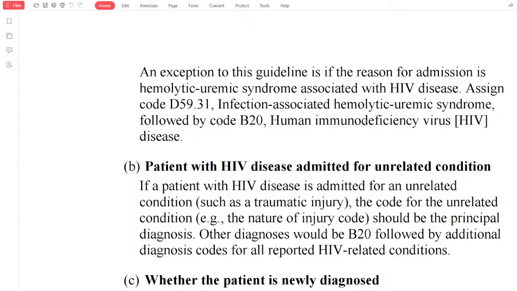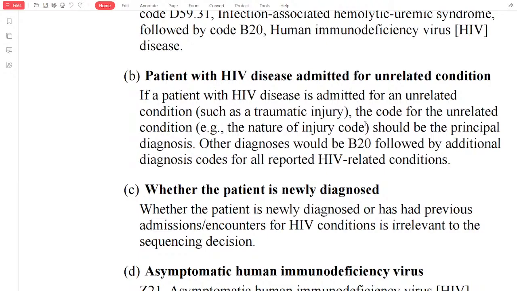Second one: a patient with HIV disease admitted for an unrelated condition. How to code? Unrelated conditions such as traumatic injury, leg fracture, etc. The code for the unrelated condition should be the principal diagnosis code. Other diagnoses would be B20, followed by additional diagnosis codes for all reported HIV related conditions. So you code the unrelated condition first, and after that the HIV disease. Clear?